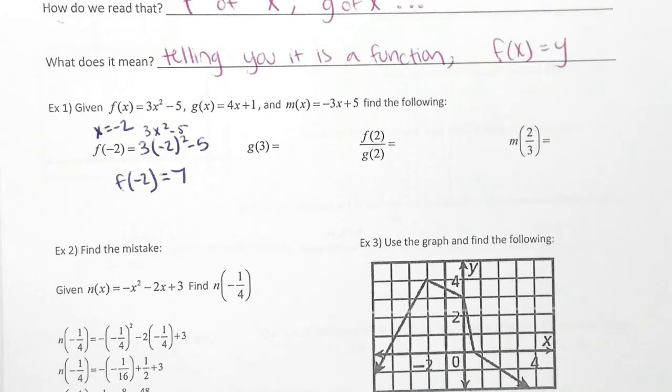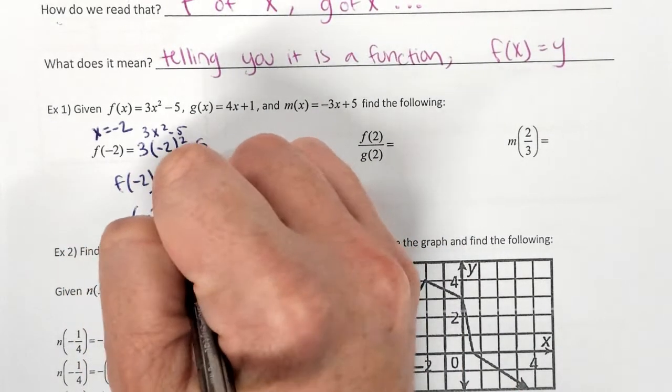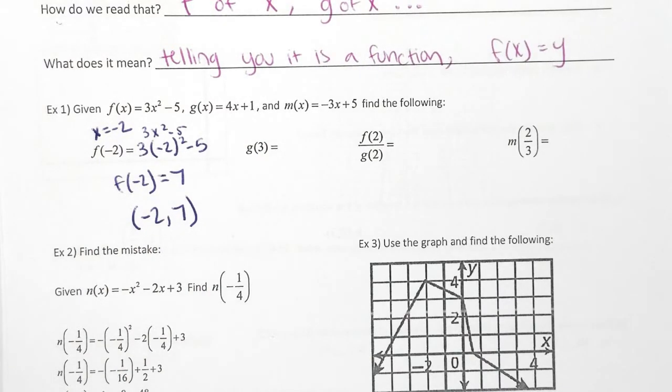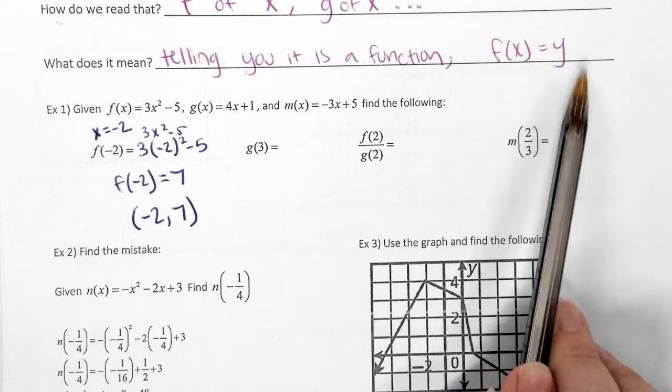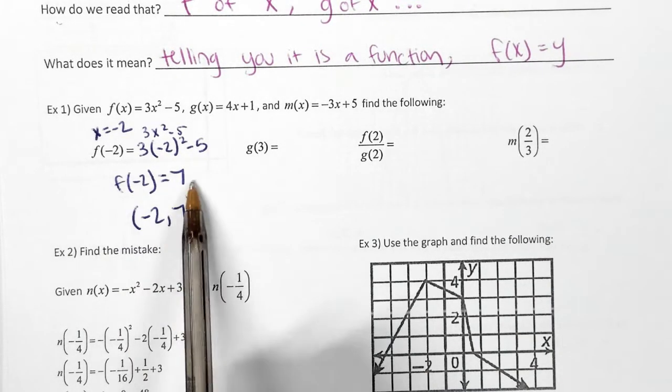Now, I want you to realize you can also write that as a point, because inside is your x and outside your y. So this is the point negative 2, 7 is on that line. Does that make sense? Okay. Is it the smaller one then the bigger one? No, it's x comma y. Yeah, because x is on the inside of your parentheses, right? Look right here. F of x equals y. So this is f of x equals y, x, y.